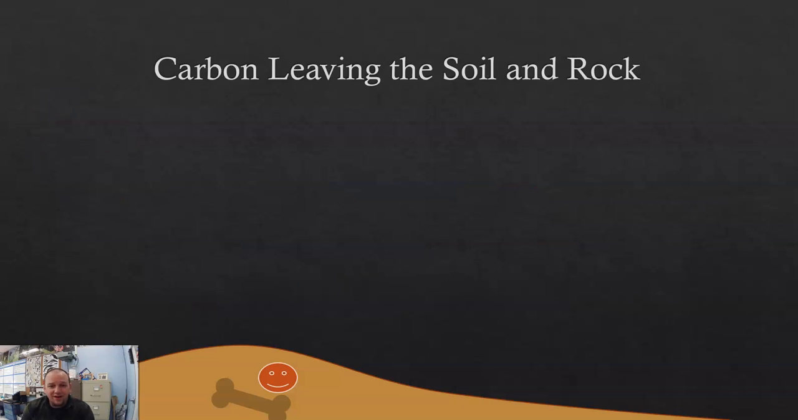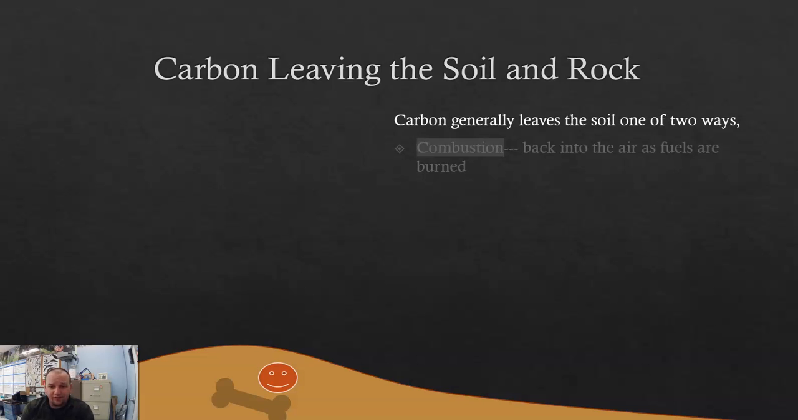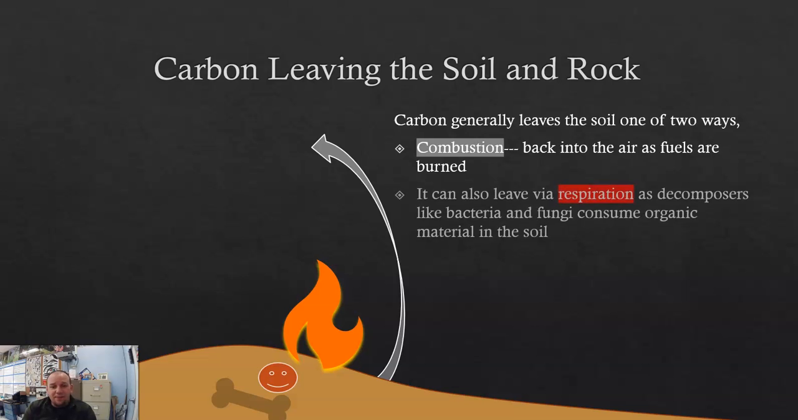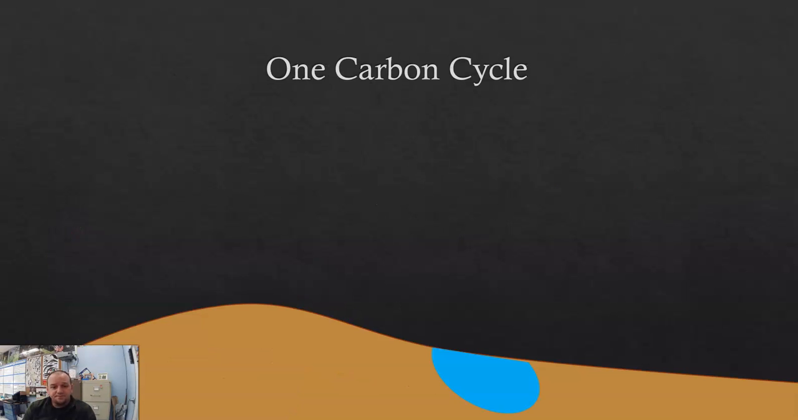Well, what happens to it when it's in the soil? What are ways that carbon that gets buried down in the soil can get released? Normally, carbon in the soil stays there for a very long time, but there are a couple of ways carbon can come out of the soil. It can certainly come out via combustion. When we burn fossil fuels, we release carbon back into the air, and this is why there's so much carbon in the air now, because this process is happening a lot more. If it's not that deep, it can also, of course, leave via respiration, as little things like fungi and bacteria put it into the air.